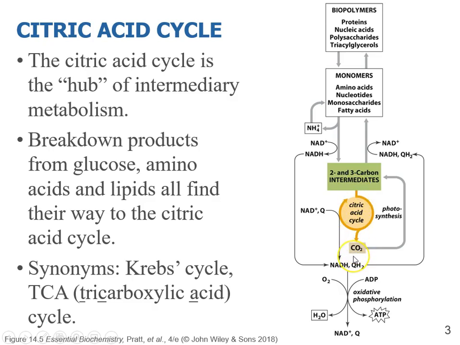That's an oxidation, so you have to have a reduction. The coenzymes NAD+ and Q will accept those protons and electrons to become QH2 and NADH, and those will then enter the electron transport chain and produce ATP by oxidative phosphorylation. That is the subject of the next chapter.